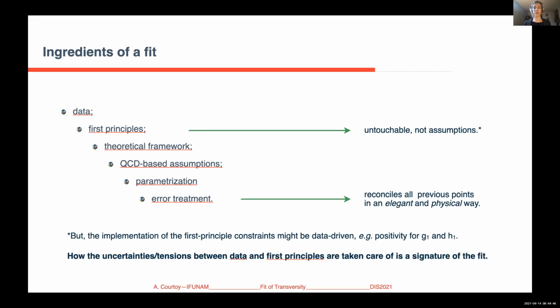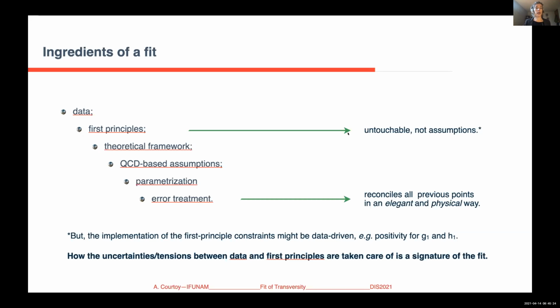And here there's a quotation mark, that though they are untouchable, sometimes the way you implement them depends on data-based extractions. For example, if you want to impose the positivity bounds in this case, it relies on the positivity for F1 and G1. Oh, sorry, that would be F1 and G1. Okay, sorry. So basically, the way we will impose a Soffer bound here depends on the extractions of the previous PDFs, on the unpolarized and the helicity. But still, the first principle in itself is untouchable. We have to respect it as much as we can.